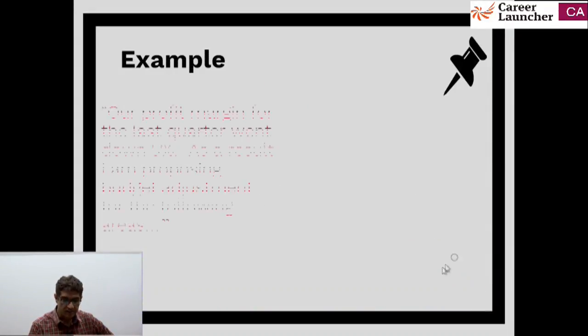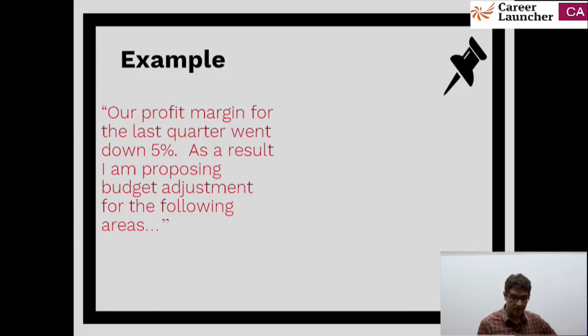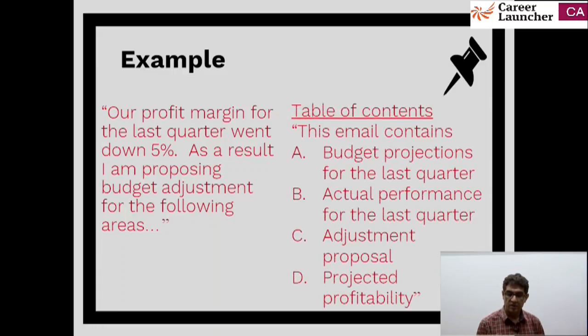So here is an example for you. It's going to be a long email, but the summary is right here. Our profit margin for the last quarter went down 5%. As a result, I am proposing budget adjustments for the following areas. Now that is followed by a table of contents. So this email contains A, B, C and D, and each one of these A, B, C and D can go on to become a separate heading in their own right.